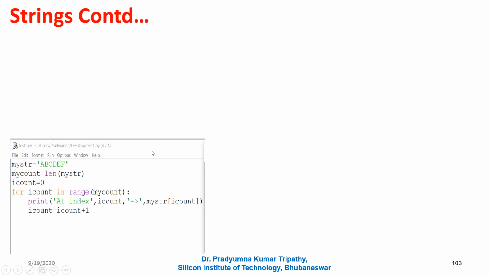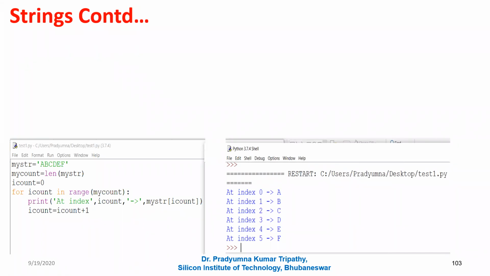Correct? So it will print which character is in which index. Is it understood? The i count means it will print 0, in 0 which character, in 1 which character, in 2 which character. So it is printing the i count and it is printing the character present at i count. Is it understood? Yes, sir. Just see over here in which index which character is there. So from here we know the string index is starting from 0 itself.